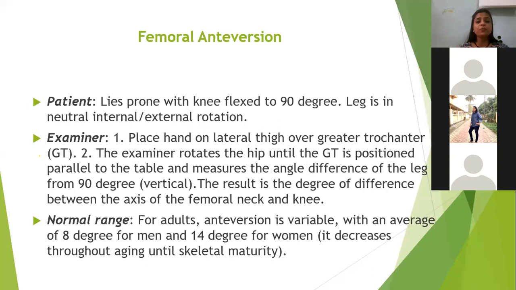Another test is the femoral anteversion test. In this, make the patient lie in prone position with the knee flexed to 90 degrees, legs in neutral internal and external rotation, so there should be no internal rotation and no external rotation. Place your hand on the lateral thigh over the greater trochanter. The examiner rotates the hip until the greater trochanter is positioned parallel to the table.